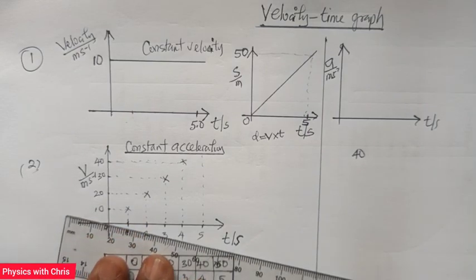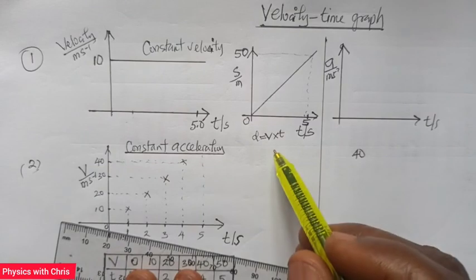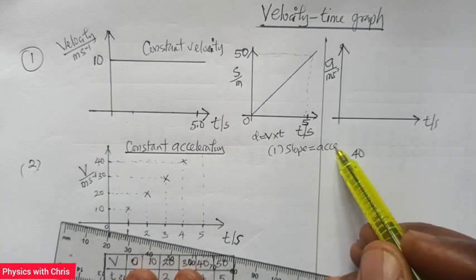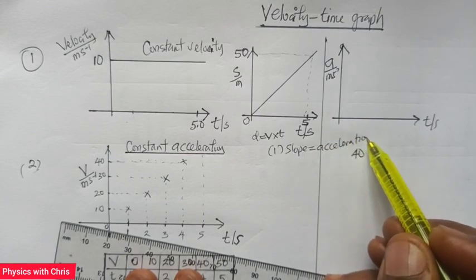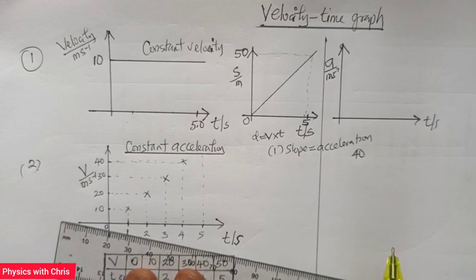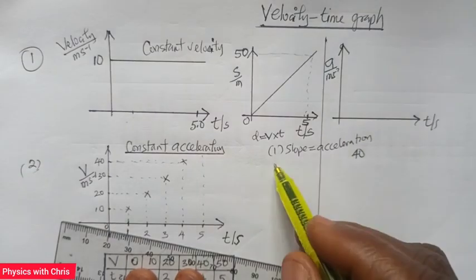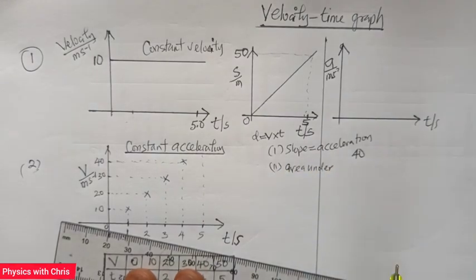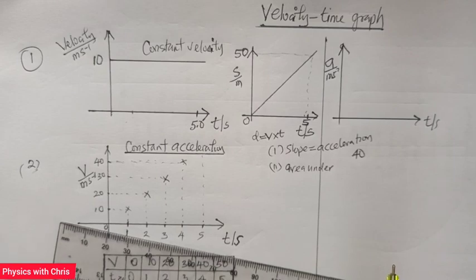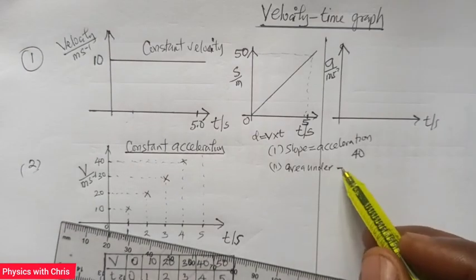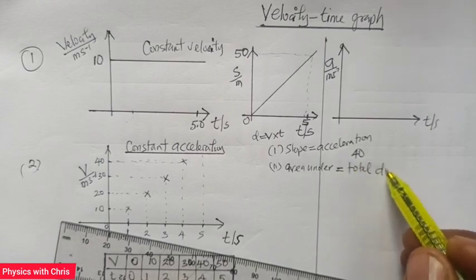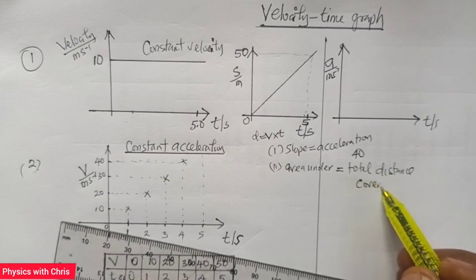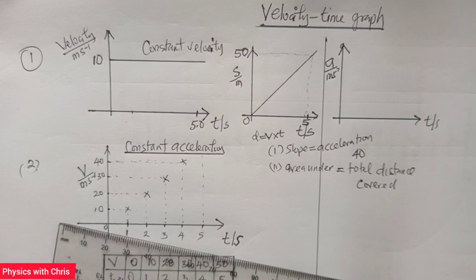And what you need to note about a velocity time graph: number one, the slope of this graph represents acceleration. The slope of a velocity time graph stands for acceleration. So that's the first thing. And number two, the area under the graph, the area bounded by the graph line, the ordinates, and the time axis, represents the total distance covered. So these are important points to note. You need to write this down: the total distance covered by the body is the area under the graph.